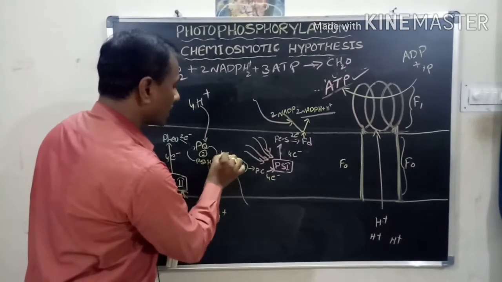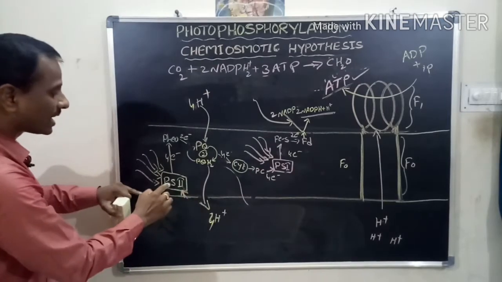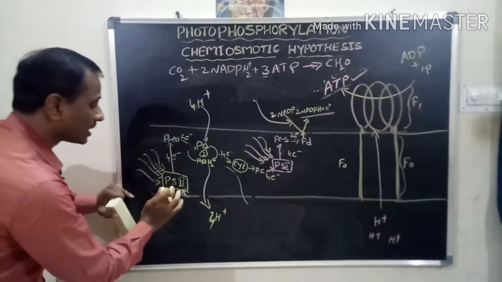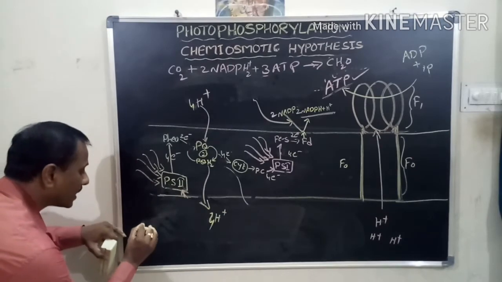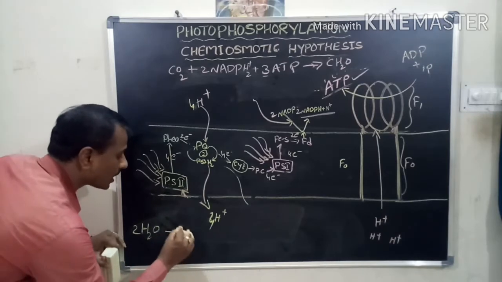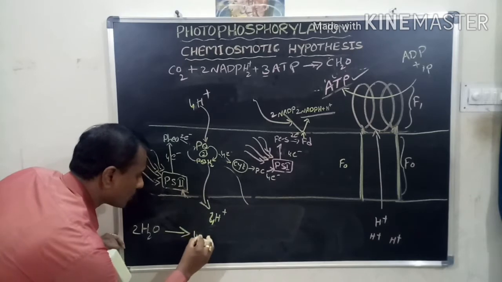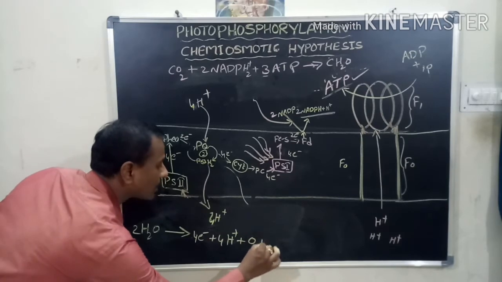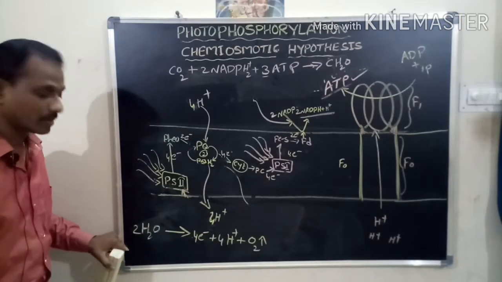The 4 electrons finally go to PS1. How many electrons are lost by PS2? 4 electrons are released. That means it wants 4 electrons. And for receiving 4 electrons, it splits 2 water molecules. When 2 water molecules are split, they give 4 electrons, 4 protons and 1 molecule of oxygen. This 1 molecule of oxygen comes out from the plant.